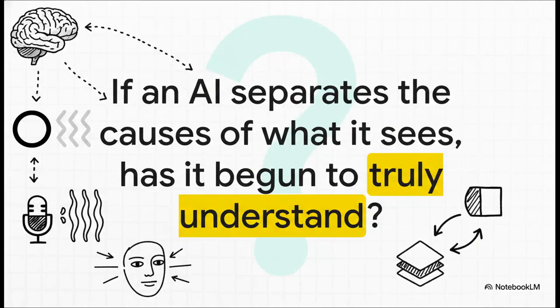Which, of course, leaves us with one last really fascinating question to think about. If a machine can look at the world and not just see surface-level patterns, but can actually separate the fundamental underlying factors that cause those patterns, the object from its shadow, the speaker from their voice, has it moved past just calculating things and actually started, in some real way, to truly understand?